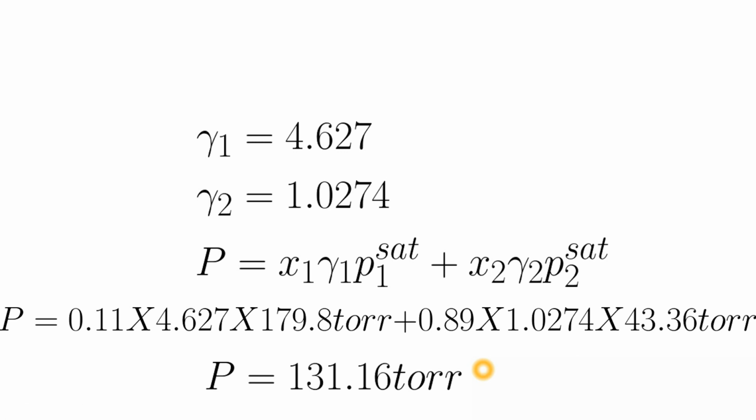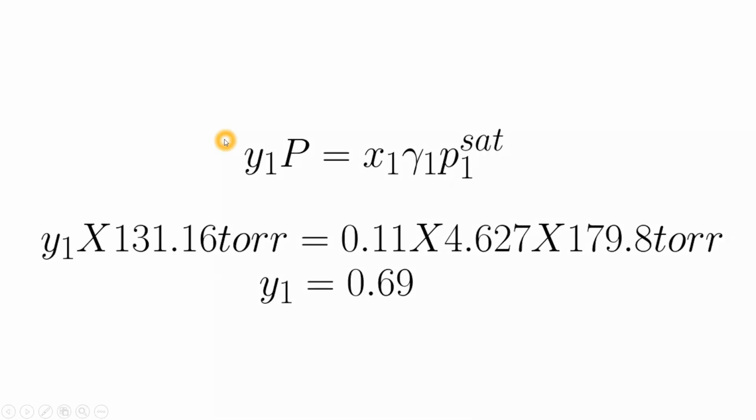Now we know that the vapor phase is an ideal mixture. So by Dalton's law, the partial pressure will be equal to y1 into P. From the modified Raoult's law, the partial pressure will be given as x1 gamma 1 P1 sat. So we will equate these two equations. Now we get y1 P is equal to x1 gamma 1 P1 sat. We will put all the values. From this we get y1 is equal to 0.69. This is the final answer.